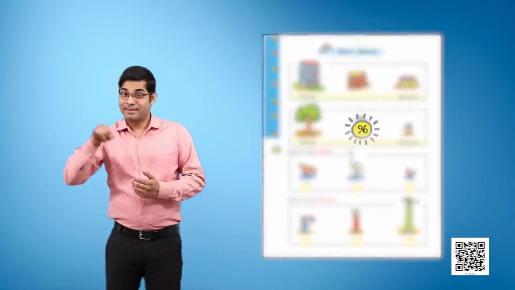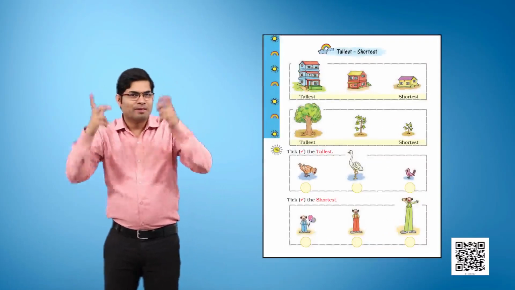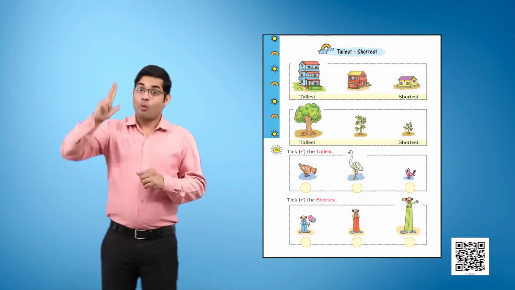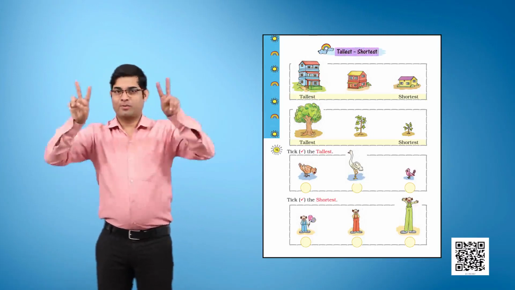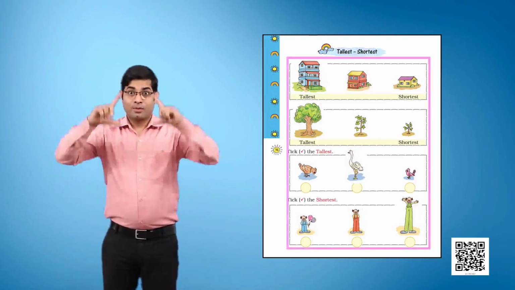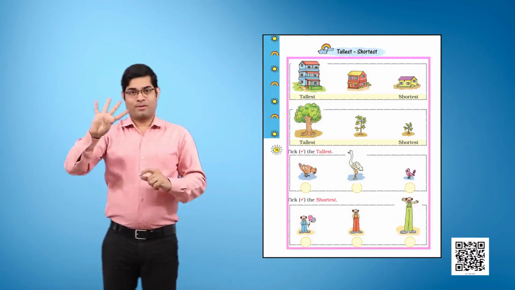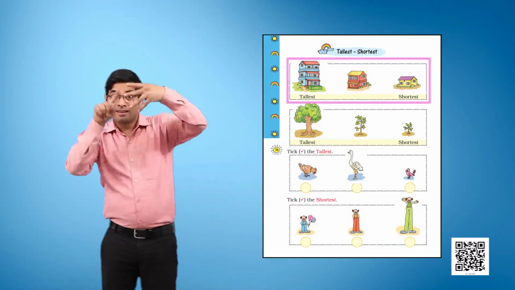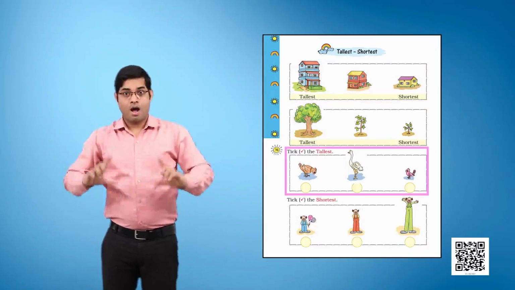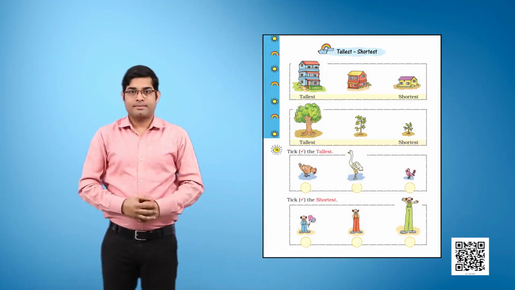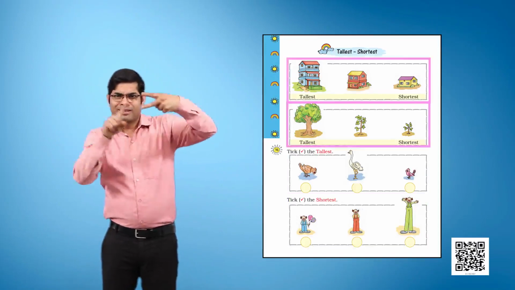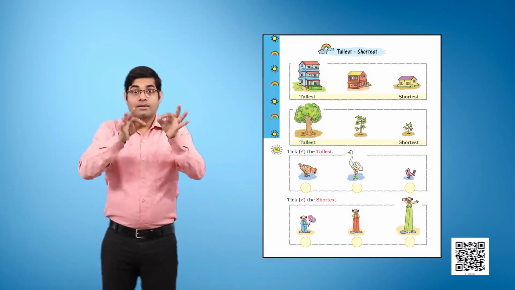Page 96. Tallest and shortest. This page is divided into 4 parts. Each part has a picture and a question. The first 2 parts are solved as an example.